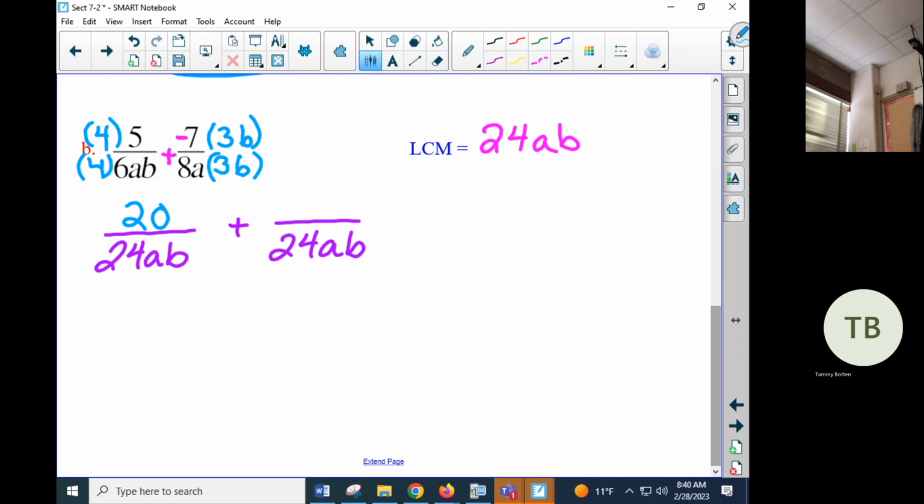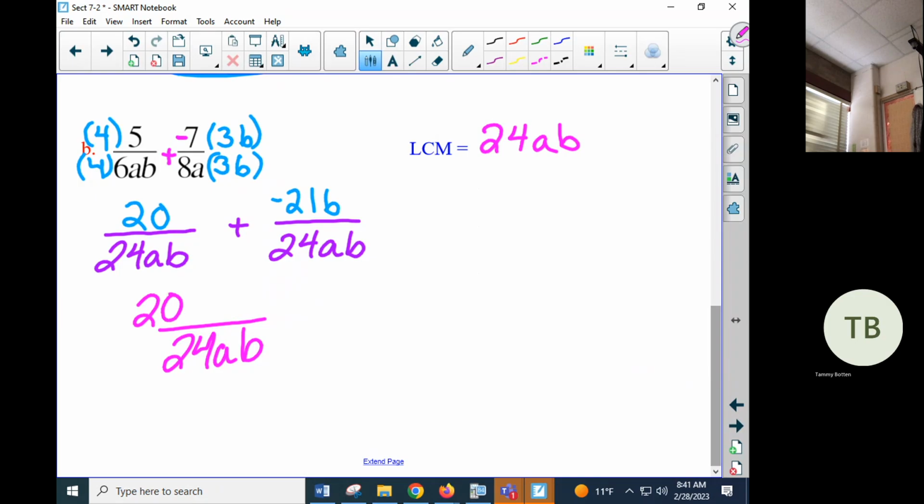Okay. Now, I already did the top here. Here, I'm going to take -7 times 3B. -7 times 3 is -21. And then I would have the B. Okay. Now they're both over the same denominator, so I can put them together over 24AB. And then I'd get 20.